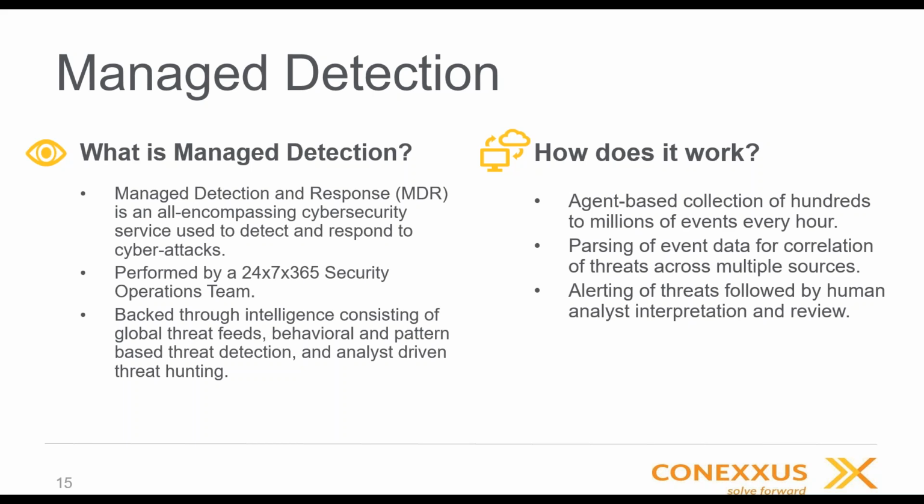So how does it work? Agent-based collection, hundreds of millions of events every hour. These agents are delivered into the network. They collect data from various systems and applications, firewalls, all kinds of network gear. They bring that data together and parse all of it for correlation of threats across those multiple sources. From all of that data and correlation, you now have the alerting that comes out of it, followed up by human analyst interpretation and review.